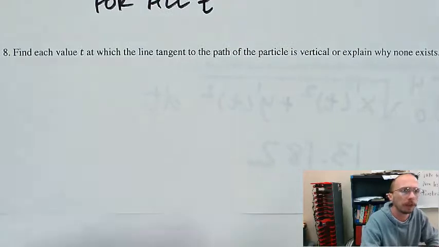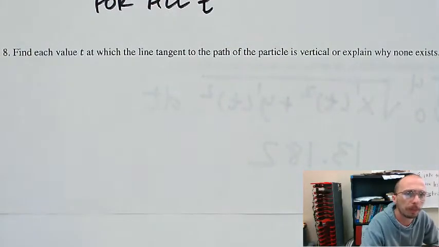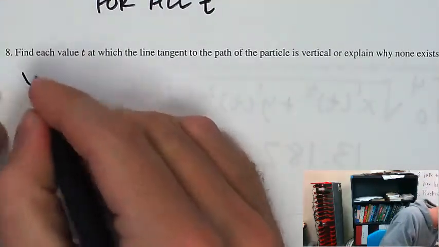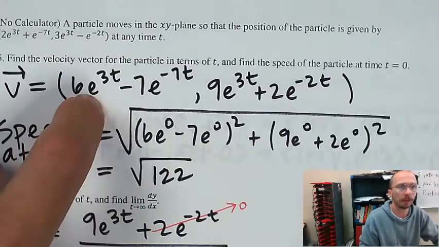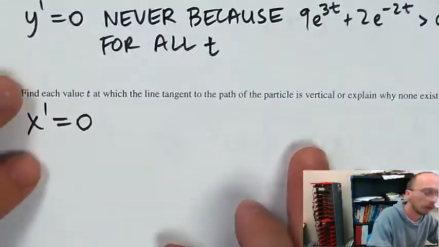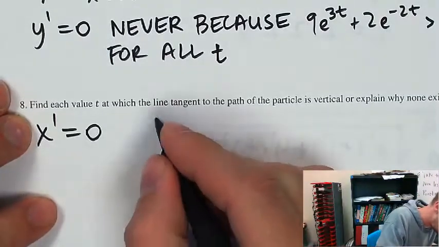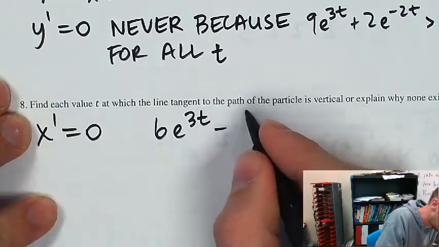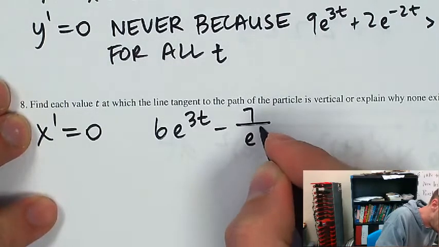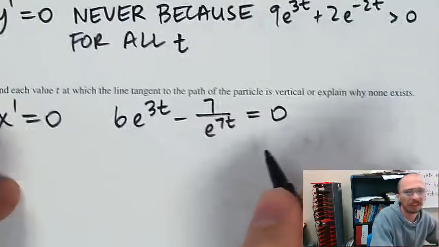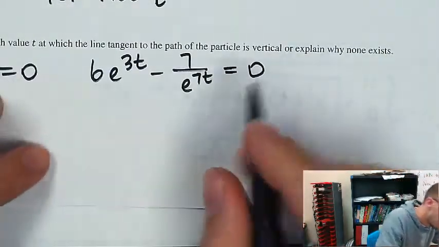Okay. Find each value t at which the line tangent to the path of the particle is vertical, or explain why none exists. Okay, so that's going to be where x prime equals 0. X prime, we said, was this thing up here, 6e to the 3t minus 7e to the negative 7t. I think this actually could work. So 6e to the 3t minus 7e to the negative 7t, but I might actually call that 7 over e to the 7t, is equal to 0. You can see algebraically where this is headed.